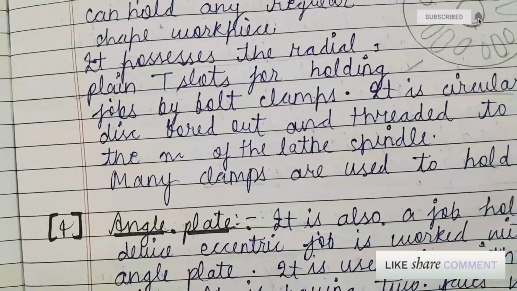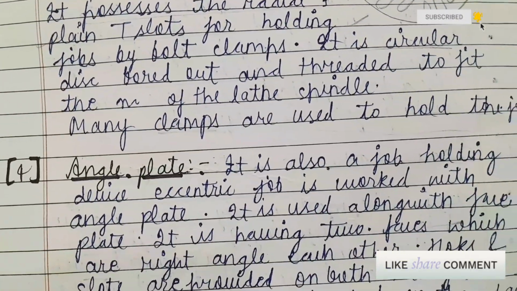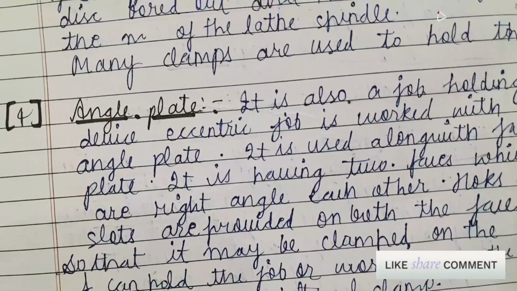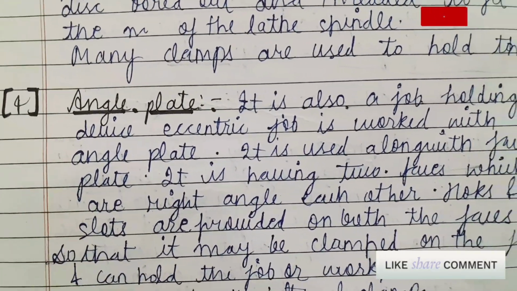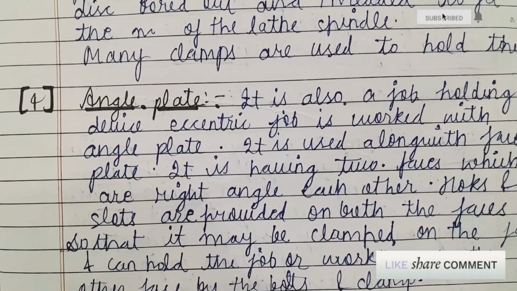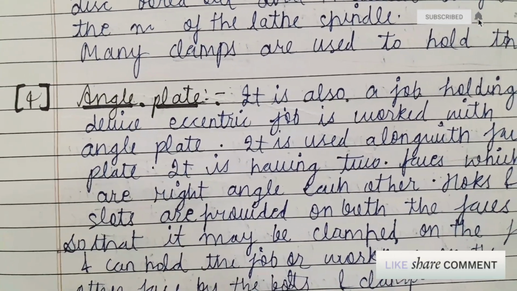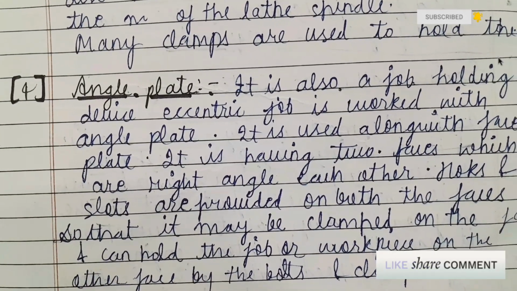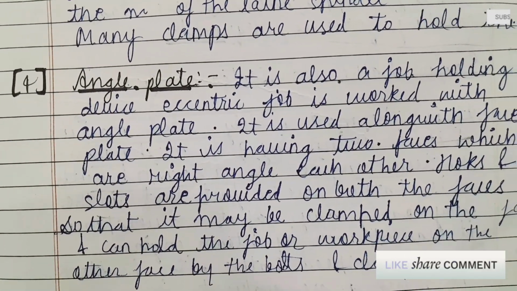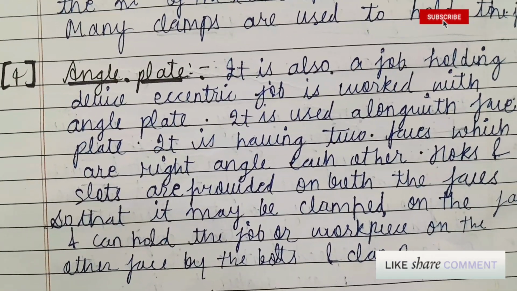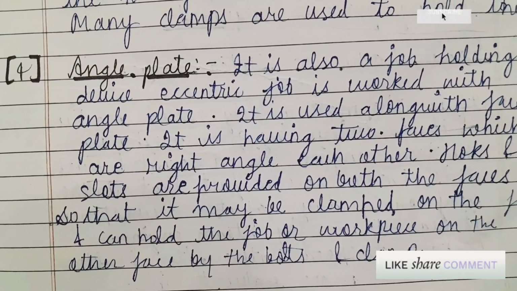And next is the angle plate. It is also a job holding device. An eccentric job is worked with the angle plate. It is used along with the face plate. It has two faces which are at right angles to each other. Hooks and slots are provided on both the faces so that it may be clamped on the face plate, and it can hold the job or workpiece on the other face with bolts.